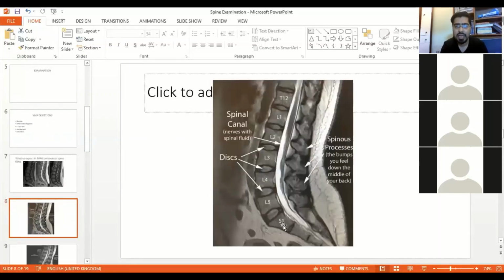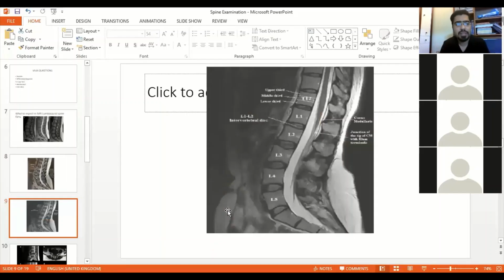See, sometimes we are so much stressed or tensed in exam that we are unable to find the level of L5 or S1. So just relax and see the most prominent last intervertebral disc, that will be L5S1, not these ones. So what you need to know, these are spinous processes, the bumps, this is spinal canal, nerves with spinal fluid, and in this MRI this is almost unremarkable, there is no positive finding.